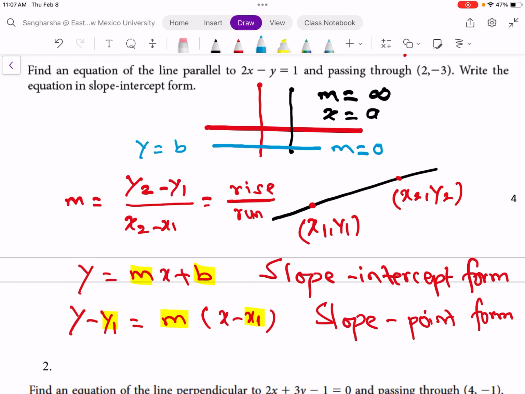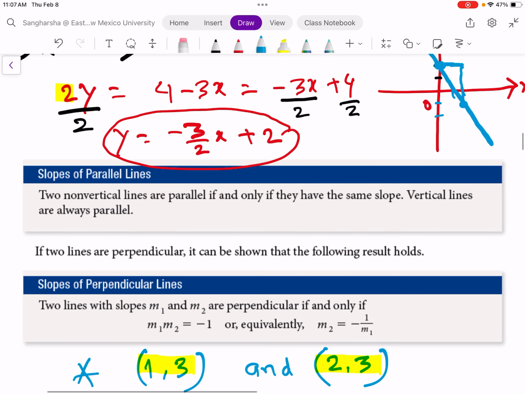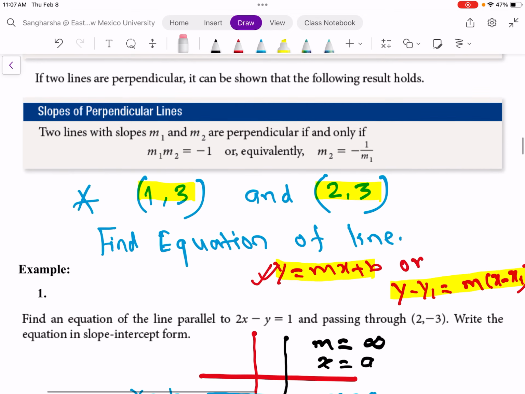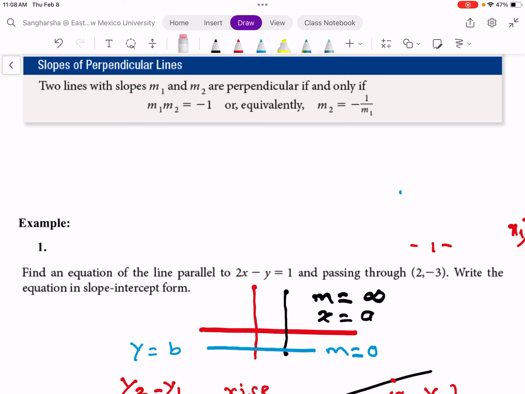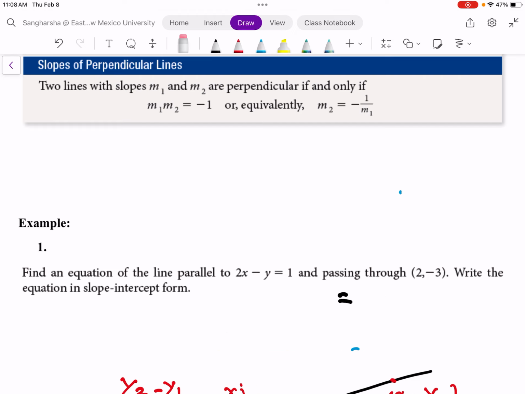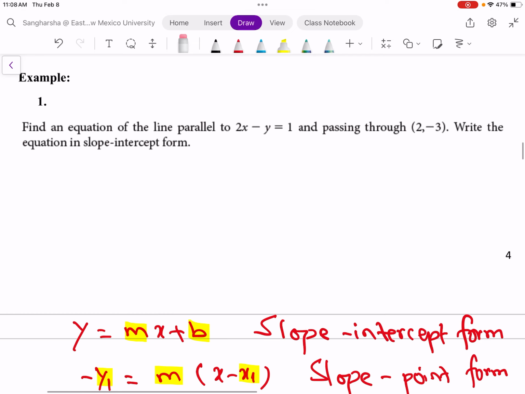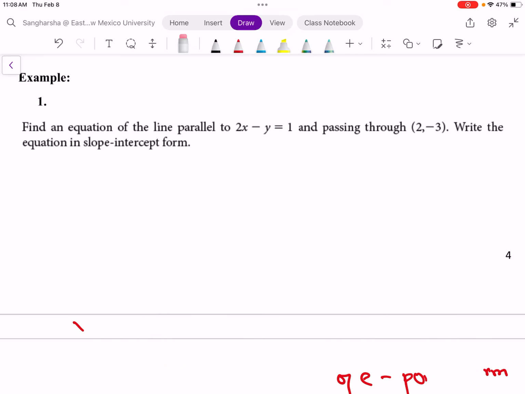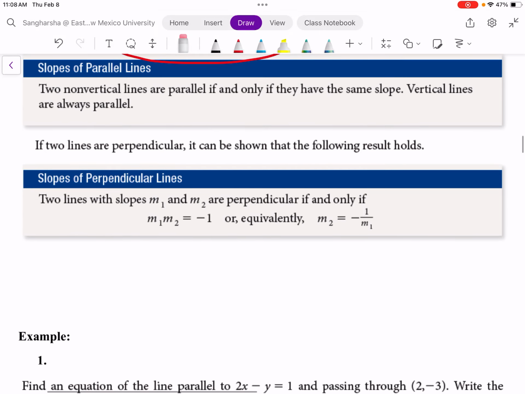Now let's continue. The next thing is the slope of parallel lines and perpendicular lines. Let's say we have two lines which are parallel to each other. What kind of lines are parallel? Have you seen parallel lines? Can you tell me what it is? Two lines that will never cross. Okay, yes. Same slope. When you extend your lines on both ends, they never intersect.